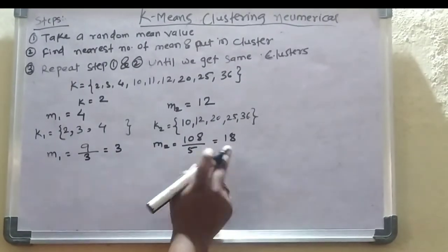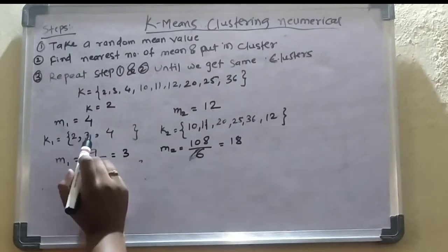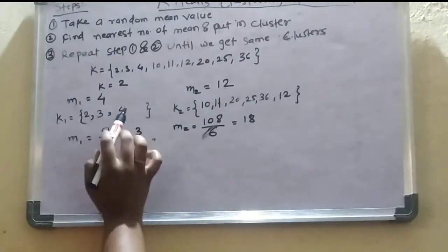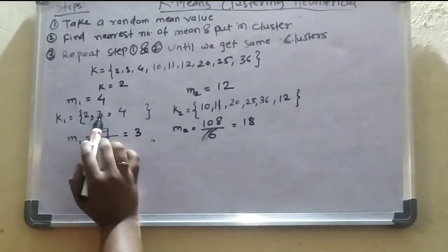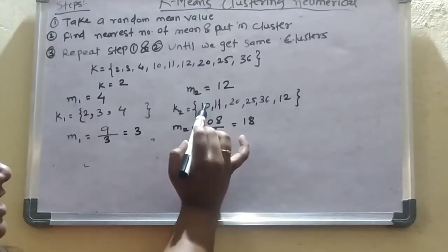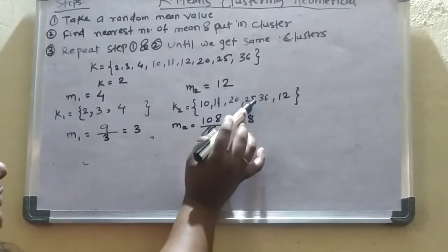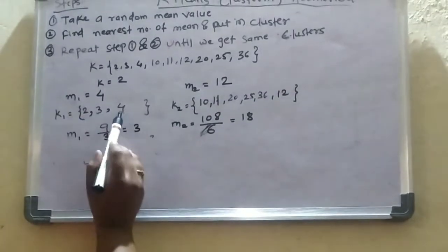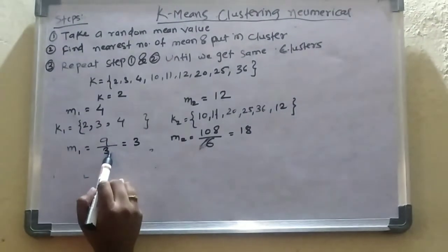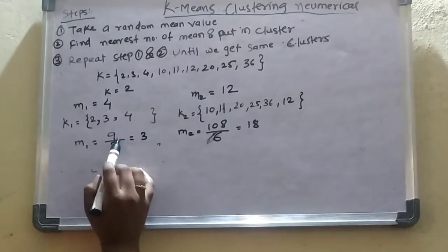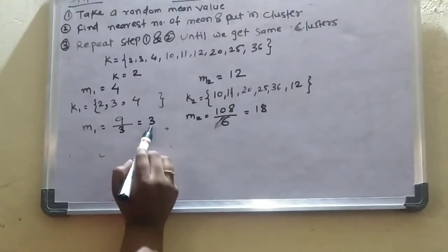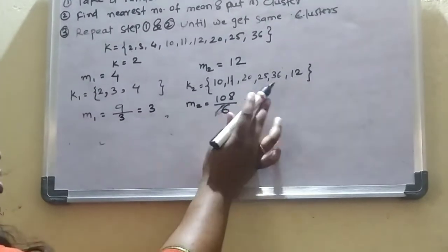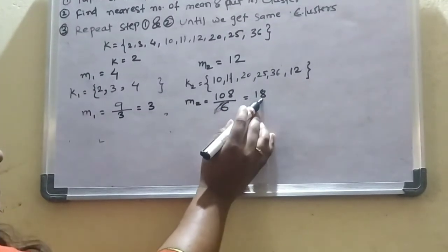By using these two means, again we have to divide. These are the two clusters that we got. One cluster contains 2, 3, 4. The other contains 6 elements: 10, 11, 12, 20, 25 and 36. To get the new means, we add these three values and divide by the total number of data points: 2 plus 3 plus 4 is 9, divided by 3, gives the new value 3. Similarly for M2, we add all these points and divide by the total number of data points, and we get the new mean value 18.